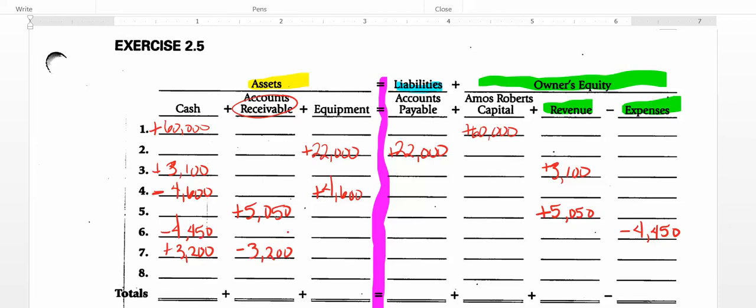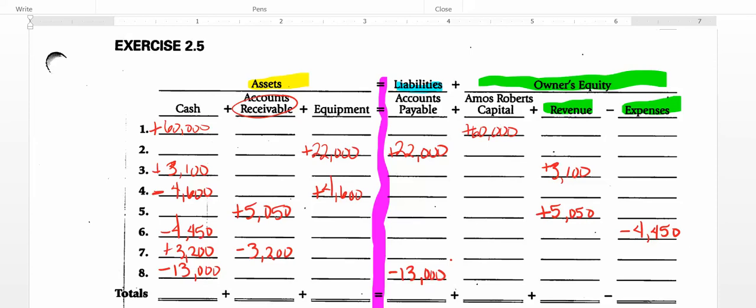And number 8, we paid $13,000 to a creditor on account. It didn't say pay cash, but we're assuming that. What else would you pay? So we're going to subtract $13,000 from cash, and that was an accounts payable. So we're going to be subtracting the amount of money that we owe to our creditors. Okay, that's it for our transactions.